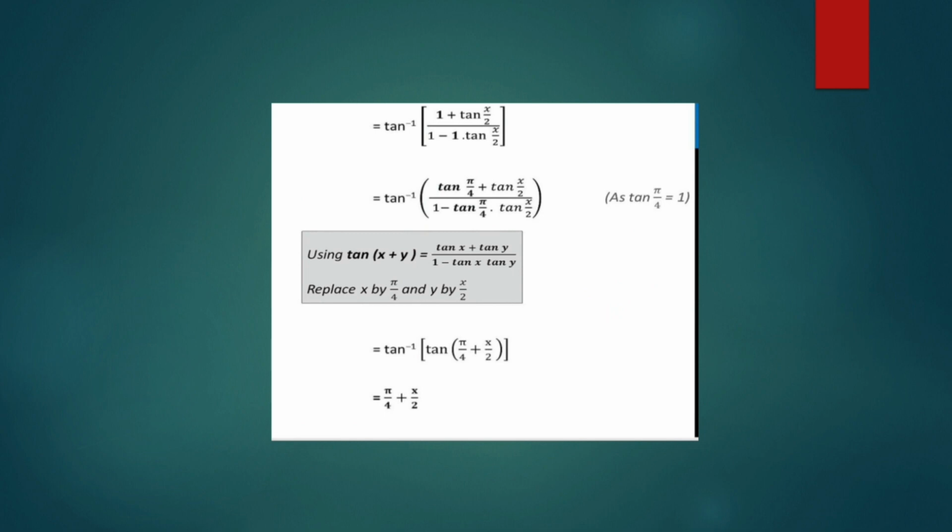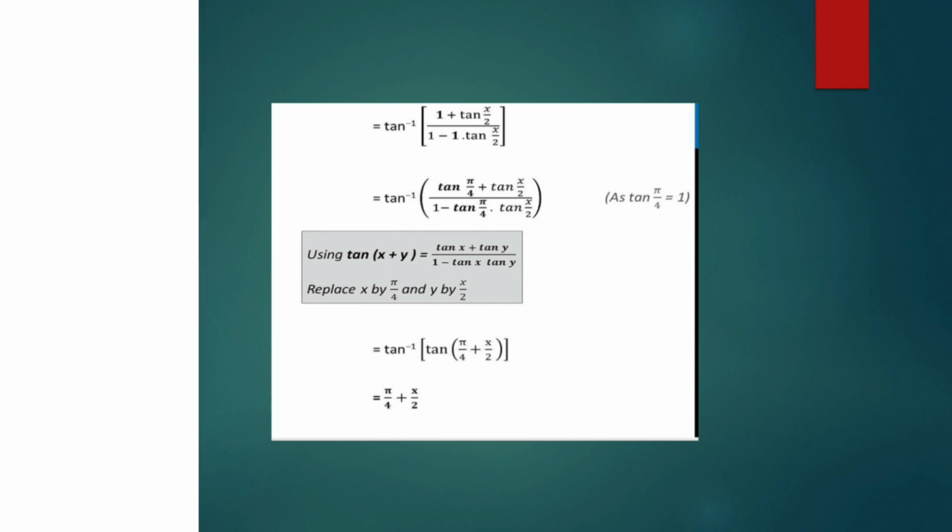So that's why we are replacing x by pi by 4 and y by x by 2. Similarly in this formula, see, tan x plus tan y, instead of x it is pi by 4, instead of y it is x by 2. Finally we have to write it as tan x plus y. So what is our x? Pi by 4. What is our y? x by 2. So tan inverse of tan pi by 4 plus x by 2.